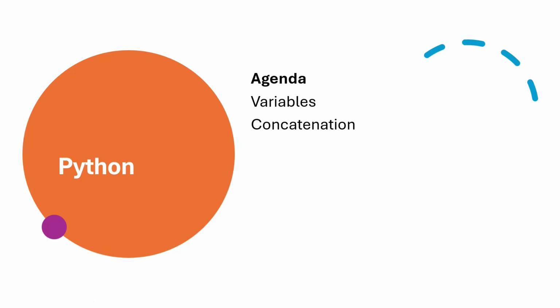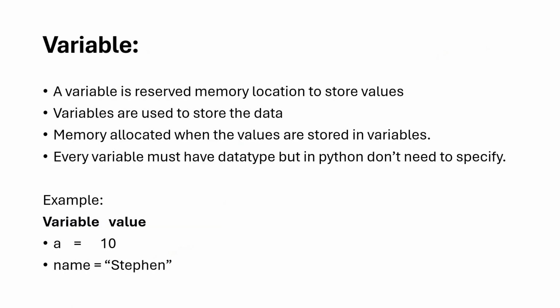Hey, hi guys. The agenda of this meeting is to understand variables and concatenation in Python. Let's start with variables. It is the same as in Java. A variable is a reserved memory location to store values, and variables are used to store the data. Memory is allocated when the values are stored in variables. Every variable must have a data type, but in Python you don't need to specify it.